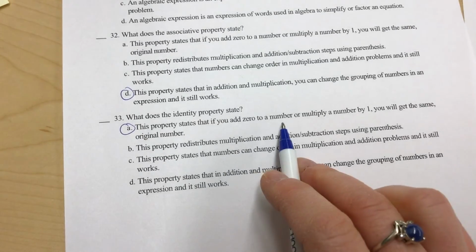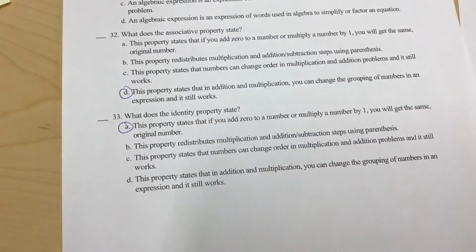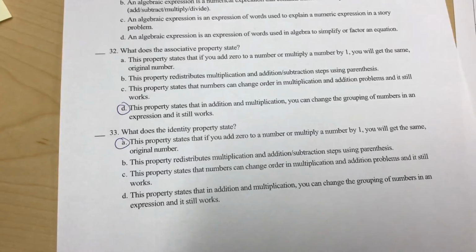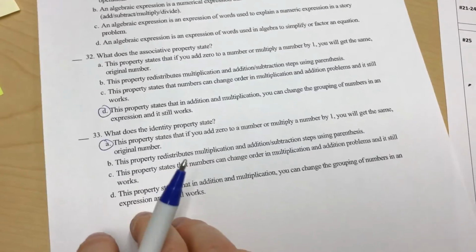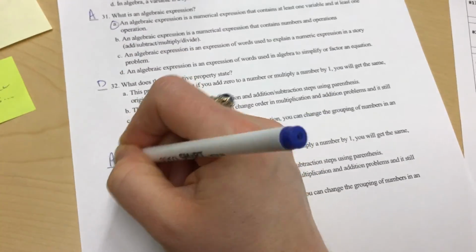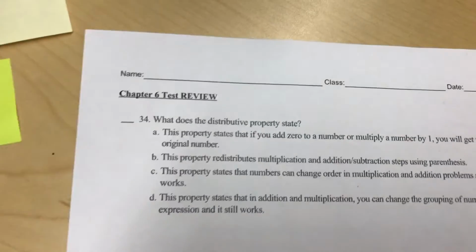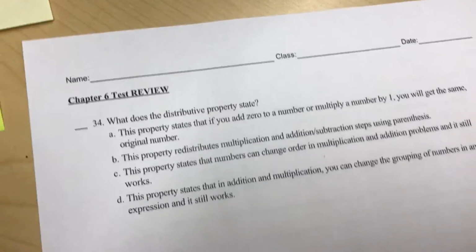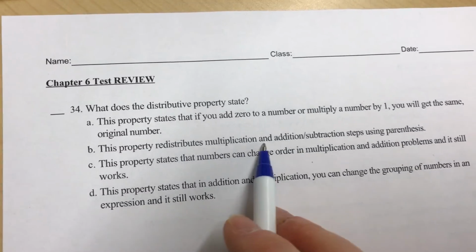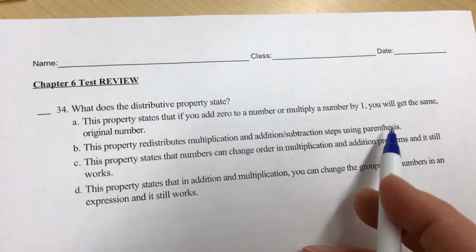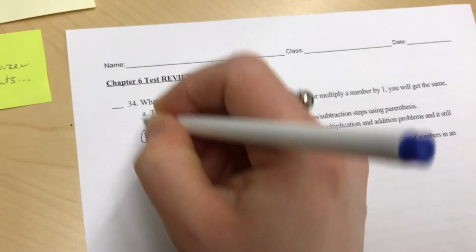It states that if you add 0 to a number or multiply a number by 1, you get the same original number. And then last but not least is B here. The distributive property redistributes multiplication and addition subtraction steps using parentheses.